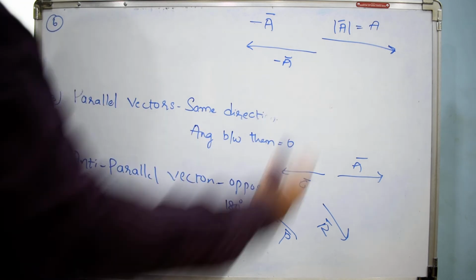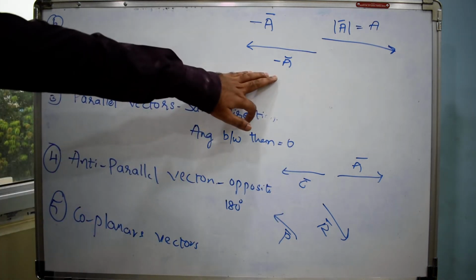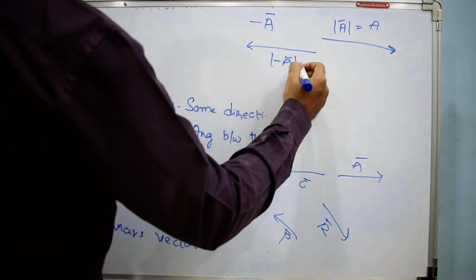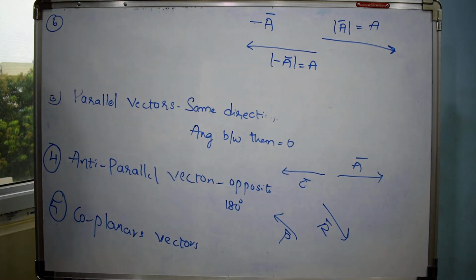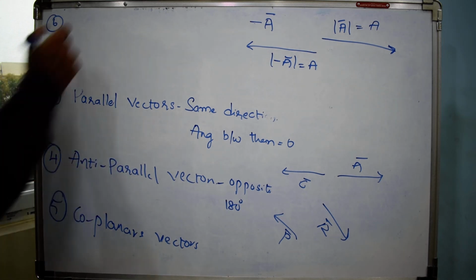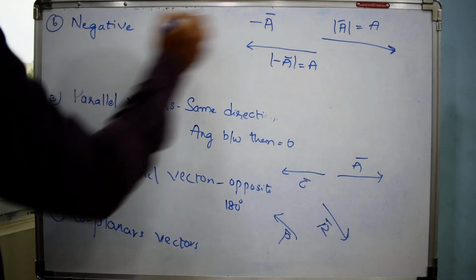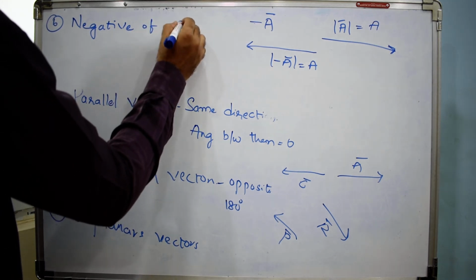Okay, if a bar is towards the right, minus a bar, or negative of a bar, will be towards the left, and both of them will have the same magnitude. The magnitude of both of them will be the same, or their lengths will be the same, but what that minus does is it changes the direction. Those two vectors will be in opposite directions to each other. So this is what is meant by the negative of a vector. The negative of vector a bar is minus a bar, represented in this situation.